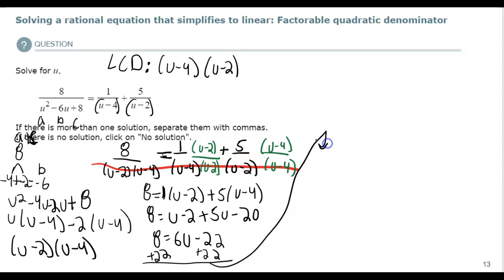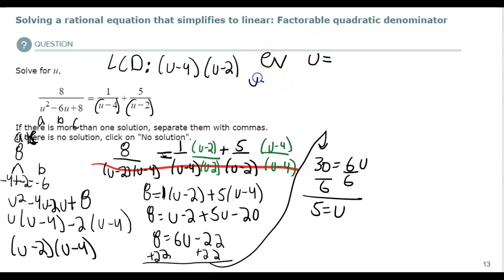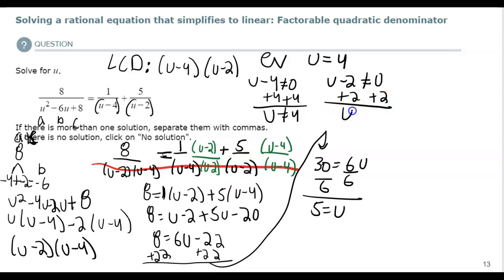From here, we end up with a 5 equals u, but I need to take a second to find my excluded value. It is when u equals what? So u minus 4 cannot equal 0, so one of my excluded values is 4. u minus 2 cannot equal 0, so u cannot equal 2. However, none of these are the same as what I got, so u equaling 5 can be my answer.